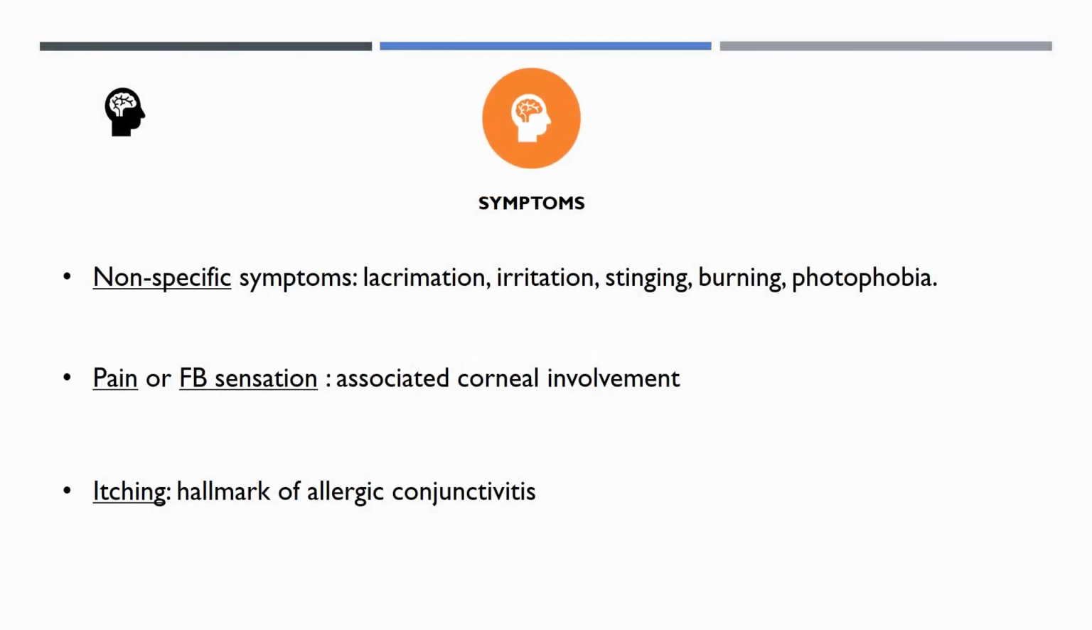Starting with symptoms, the general symptoms of conjunctivitis include non-specific symptoms, which include lacrimation, irritation, stinging, burning, and photophobia. There is also pain or foreign body sensation, which indicates corneal involvement. Also, itching is a hallmark of allergic conjunctivitis. We cannot get any allergic conjunctivitis without itching.